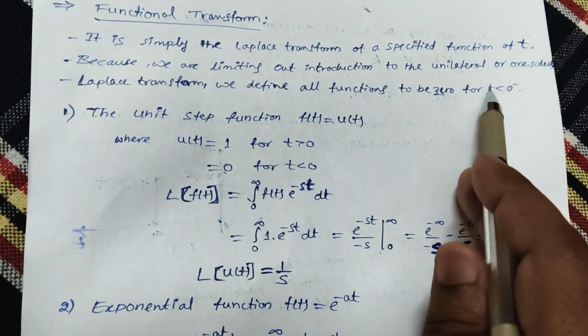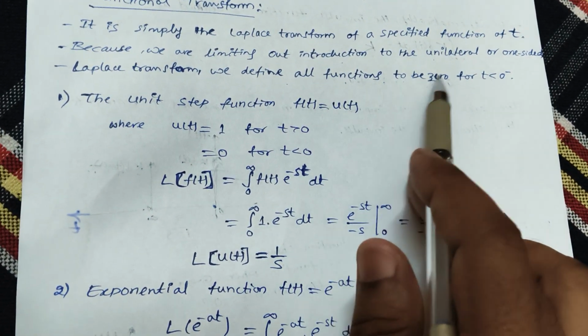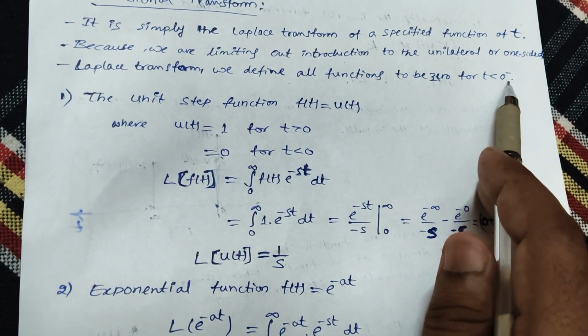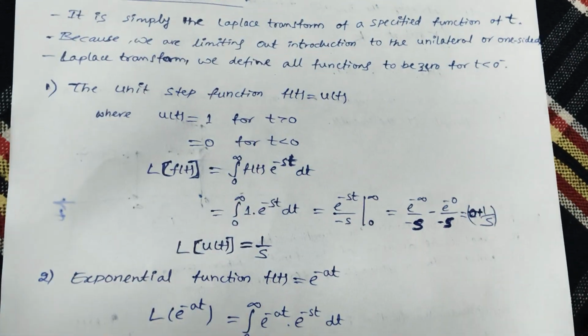That is, when t is less than 0 minus, the function, all the function, should be 0. It will exist only from 0 to infinity.